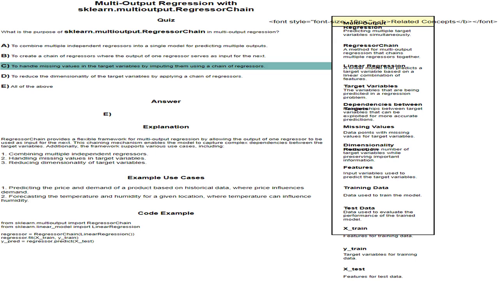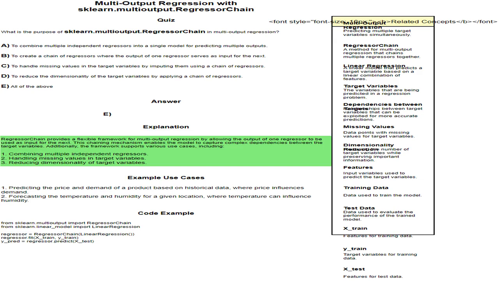To handle missing values in the target variables by imputing them using a chain of regressors. This is correct. The regressor chain can help with missing values in target variables. By using a chain of regressors, you can impute the missing values based on the relationships between the target variables. For example, if you have missing values in humidity but the temperature is known, the model can use the relationship between these two to estimate the missing humidity value. Handling missing values in target variables.